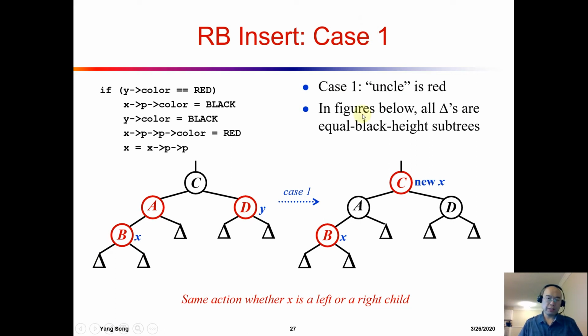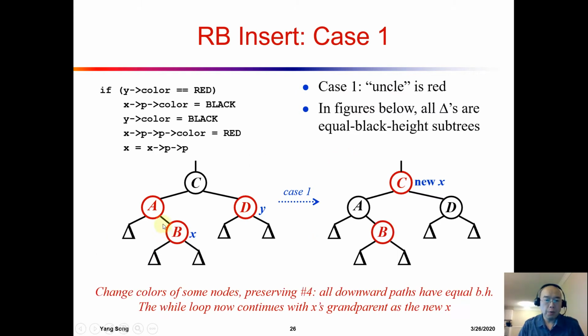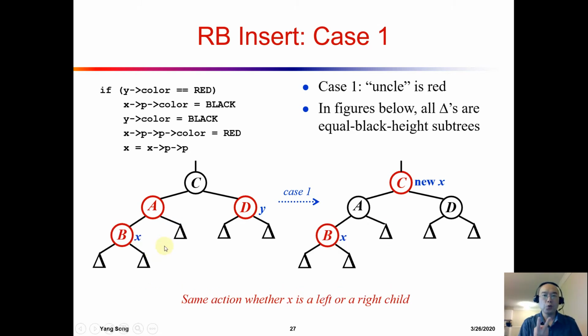Okay, so just now we talked about case one, but it is only one possible case. Just now we had two consecutive red nodes, A and B, and B is a red child of A. There is another possibility. When we have two consecutive red nodes and B is the left child of A, does that change anything? And the answer is no.